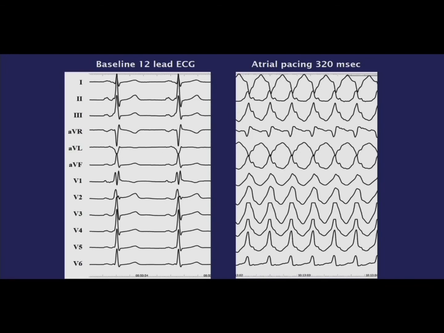So we look at the vector of the QRS and what leads are helpful to figure out. Is it a right-sided pathway? Is it a left-sided pathway? Is it inferior? Is it anterior? What leads are you going to look at? What does V1 tell you?